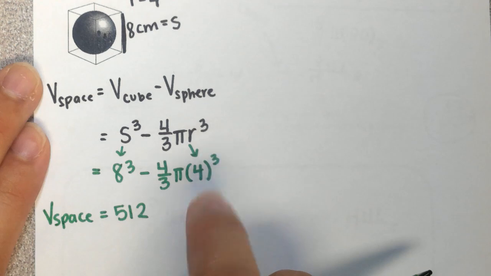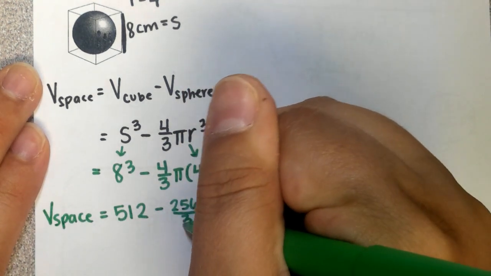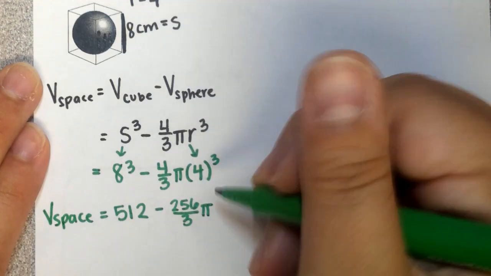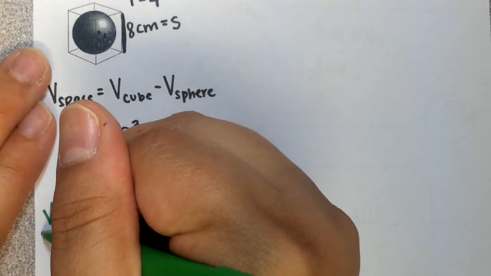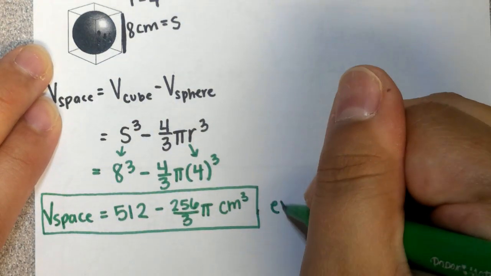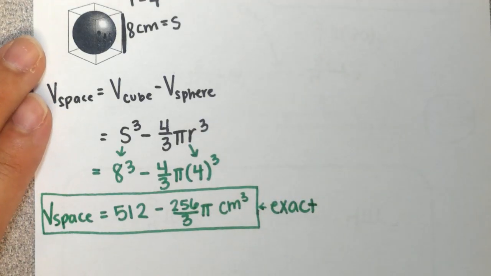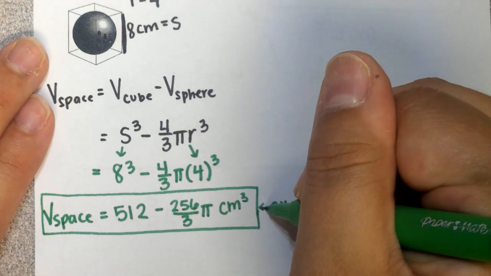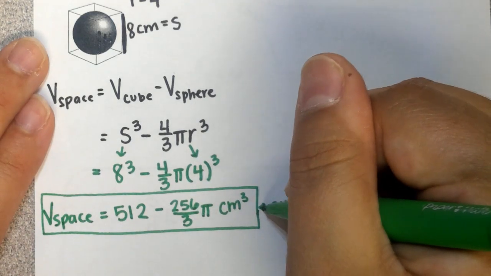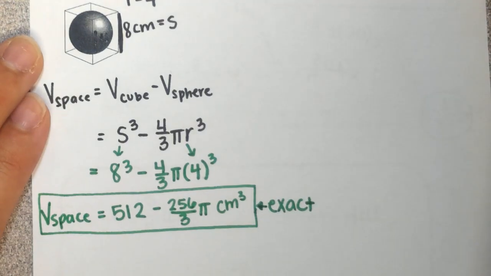We actually did that earlier. Do y'all agree? That was 256 over 3 pi. This right here is the exact answer. If I ask you for the exact answer, this is what I'm asking for. Do I have any questions about this? But is this question asking for the exact answer? What does it tell you at the top? Round. So what can I do to get the rounded answer?